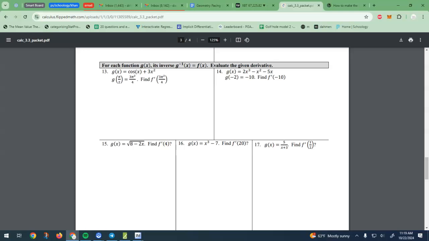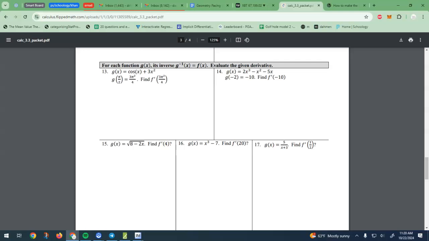So my job is to take the derivative and then plug in pi over 2. And then I can't forget to put 1 over it, because I forgot that last time. So g prime, remember if it starts with a c, your derivative is negative. So negative sine of x plus, there we just get 6x. So g prime of pi over 2 is negative sine of pi over 2 plus 6 times pi over 2.